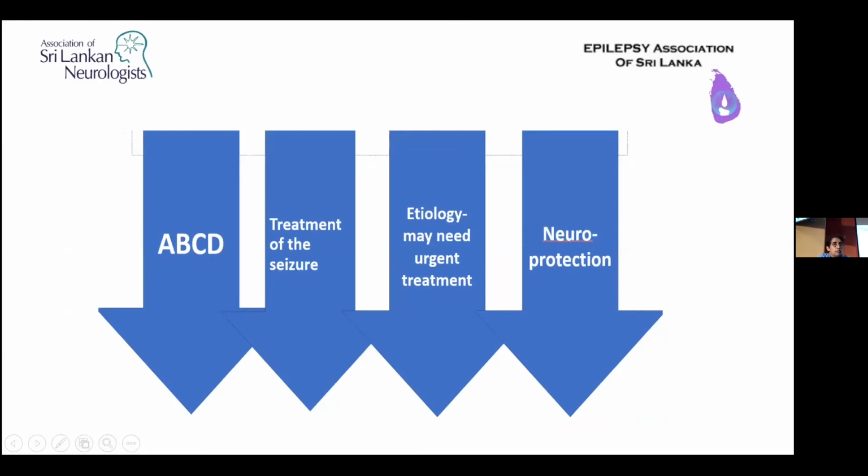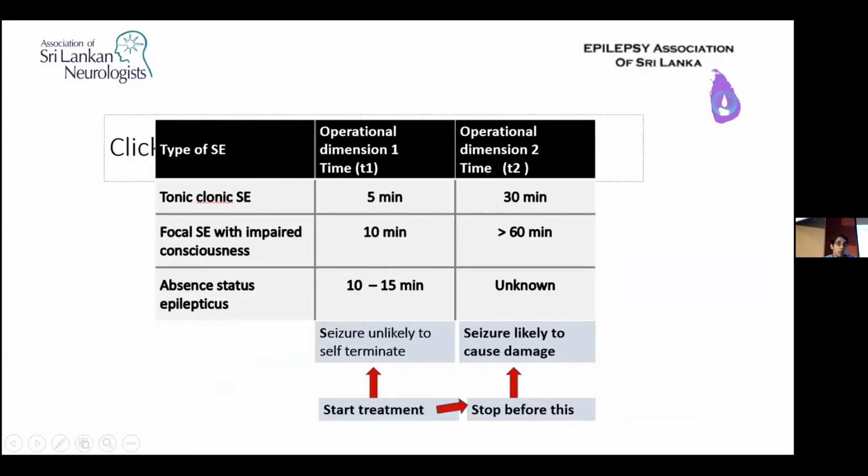So I think that's probably all that I'll be talking to you about in status epilepticus. Just to summarize, ABCD, treatment of the seizures, looking at the etiology and neuroprotection are simultaneous and continuous processes that have to go on together all along the assessment. So we talked about T1 and T2. At T1, we know this seizure is not going to stop, and we have to start treatment. At T2, we have to stop the seizure before that, because we are risking neuronal damage if the seizure goes beyond.